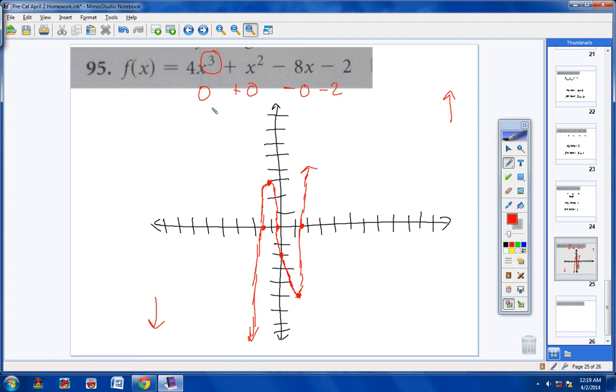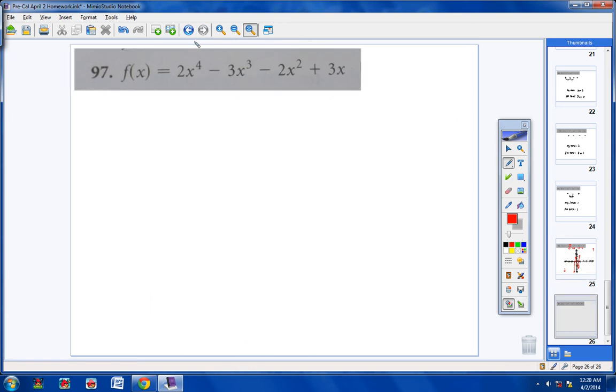And also the maximum number of turns is 1 less than that, 2, and it took 2 turns, so everything looks good. Okay, number 97, we're finally finished.